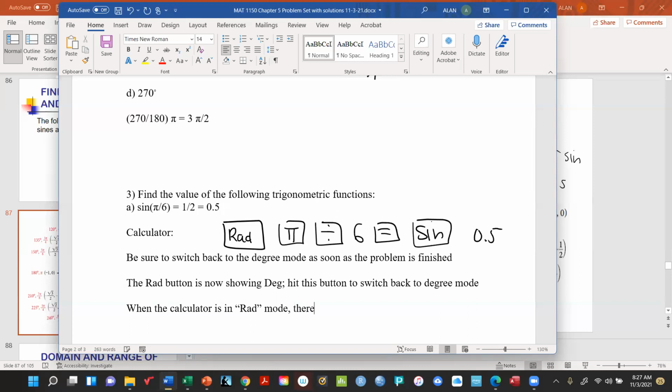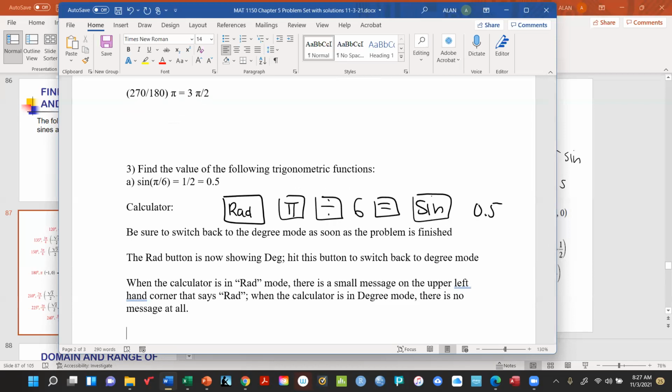there is a small message on the upper left-hand corner that says rad, just to remind you. When the calculator is in degree mode, there is no message at all. So you've never noticed this before because we never needed it. So in other words, if you switch back and forth between the radians and the degrees, when you're in radians mode, it actually says it in the upper left-hand corner.